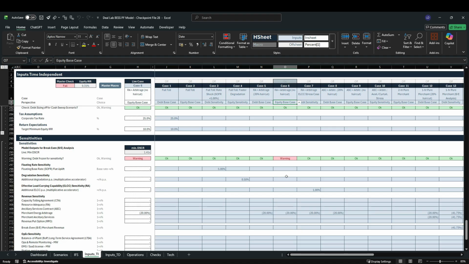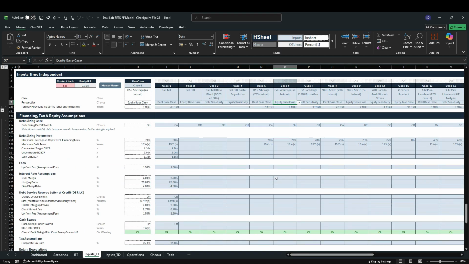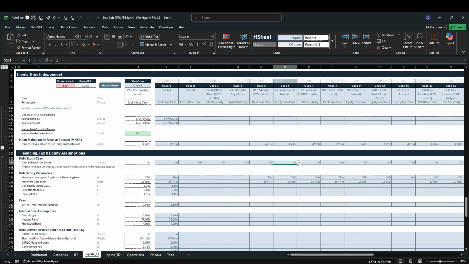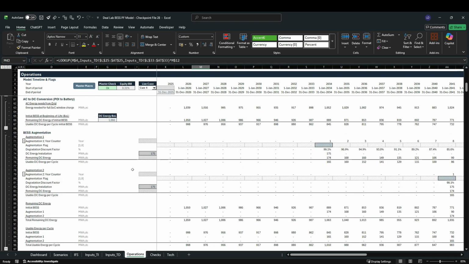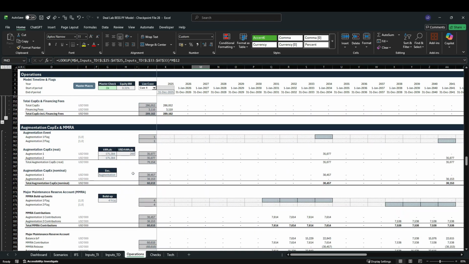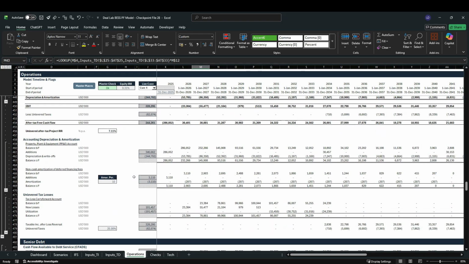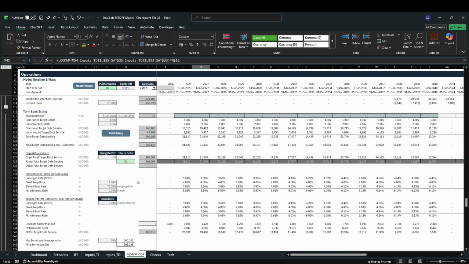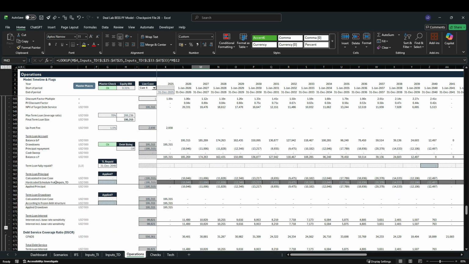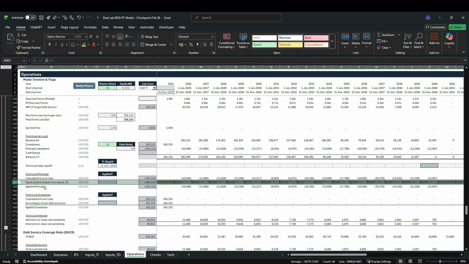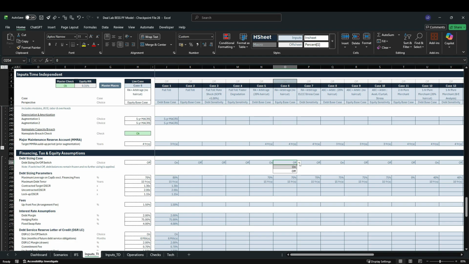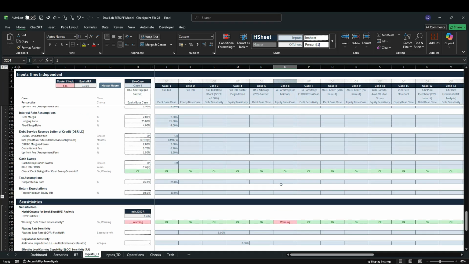And all we have to do then is first turn our debt sizing off, so that now in the operations sheet, if we scroll down to our debt section, you will see that we now apply for the term loan principal repayment our hard-coded schedules from our inputs time dependent sheet. And if we just leave that turned on, I want to briefly demonstrate what would happen.